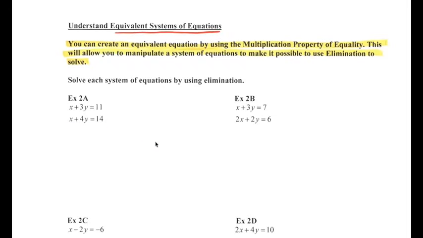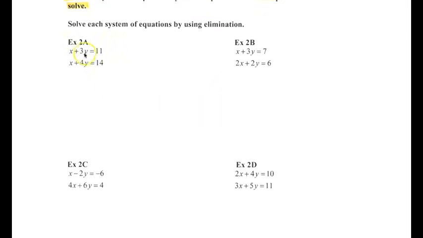How do we do that? The multiplication property of equality. Remember, if I give something like this, as long as we multiply both sides by a number, we're going to have an equivalent equation. 4x minus 2y equals 8. These two are equivalent because as long as you do it to both sides, it's still the same equation. And that's what we're going to use here. We're going to want to eliminate one of the variables.